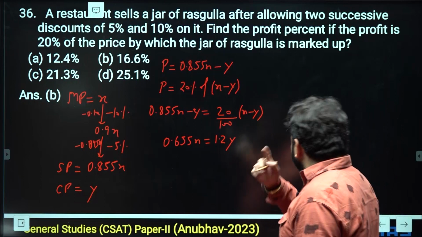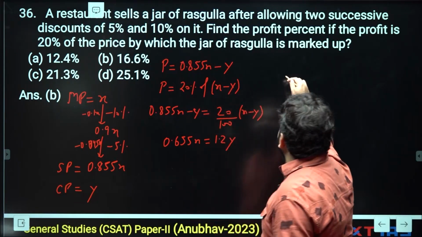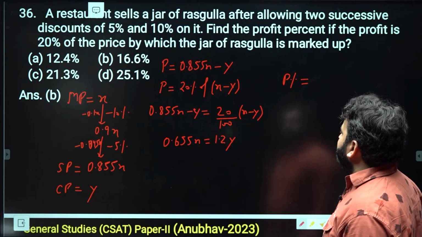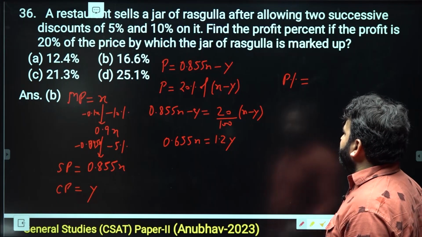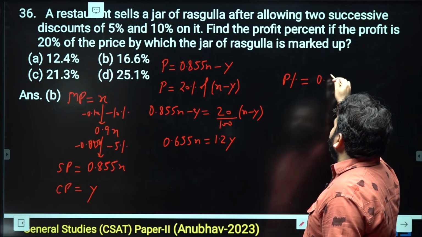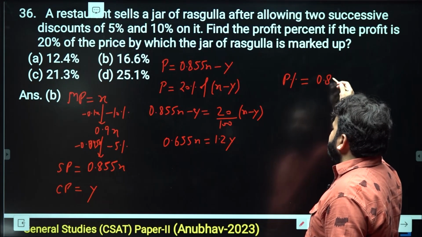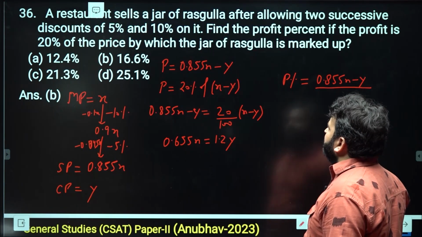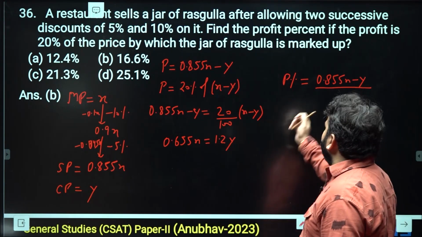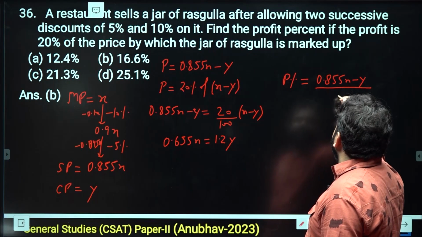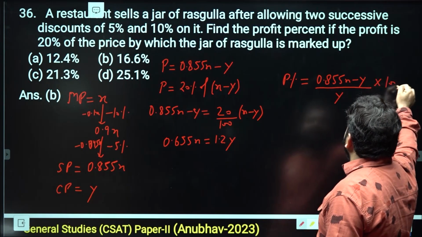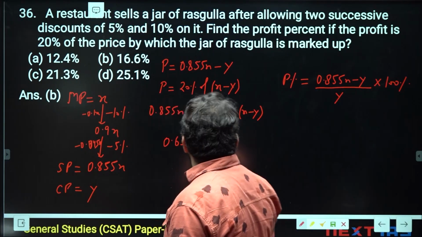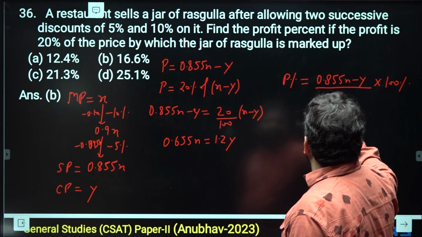Now profit percent, see, profit percent is always equal to what? Profit percent is always equal to profit upon cost price into 100%. So profit is how much? Profit is 0.855x minus y upon cost price. So cost price is y, into 100%. So now here you solve it, you get it. Okay, so you solve it to find out the value.